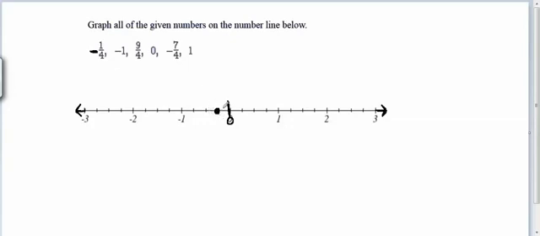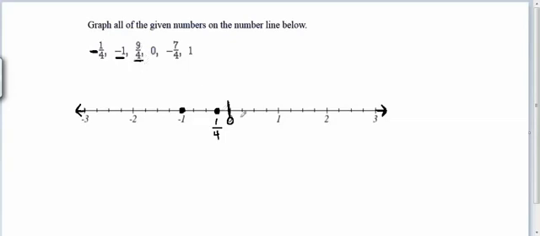When we graph a number on a number line, we draw a circle that is completely filled in. And if you were writing this on your page, it's nice to label it for others to see. The next value we need to graph is negative 1. That number is already labeled for us on the number line, so we can go ahead and just draw a circle where it's located.